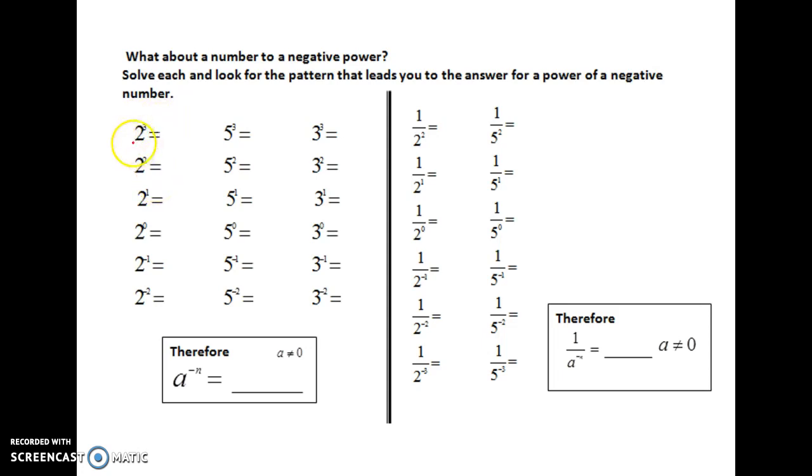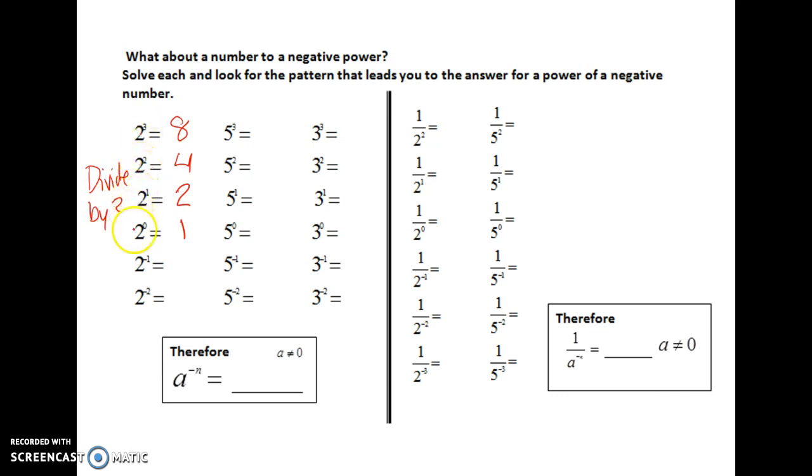So here we have 2 to the 3rd power, that's 2 times 2 times 2, which is 8. 2 squared is 4. To the first power is 2. We just found out that anything to the 0 power is 1. So now we have to figure out the relationship for these bases. Well, each time that exponent is decreasing by 1, we seem to be dividing by 2.